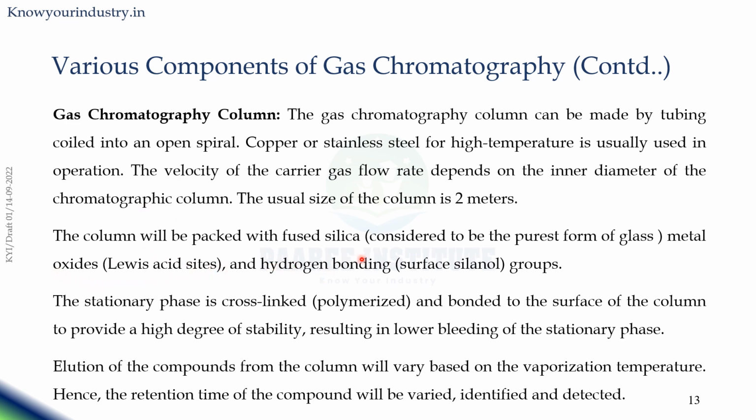The column will be packed with fused silica, considered to be the purest form of glass, and metal oxides, Lewis acid sites, and groups containing hydrogen bonding. The stationary phase is also a cross-linked polymerized material bonded to the surface of the column to provide a high degree of stability, which can result in lower bleeding of the stationary phase. So there will be fused silica packed inside the column containing metal oxides and hydrogen bonding groups, and then a cross-linked polymeric material bonded to the surface to provide stability to the column, which can prevent the bleeding of the column.